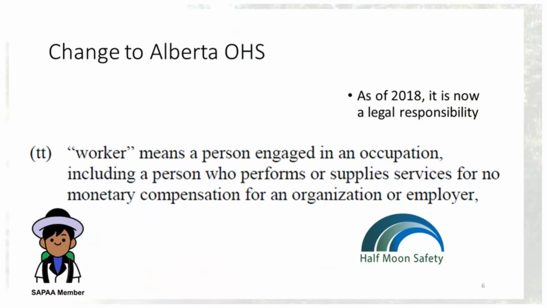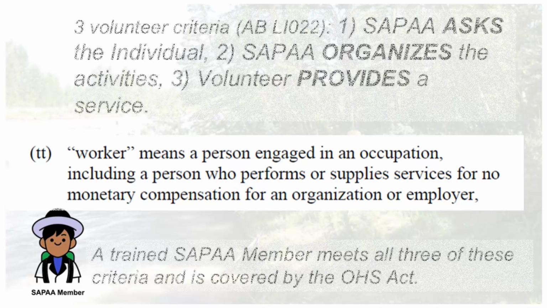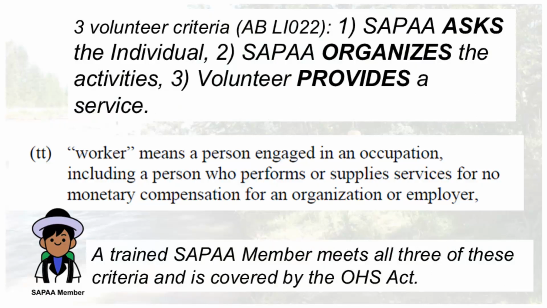So the problem we face is since 2017, according to OHS, volunteers are considered unpaid employees. This means that SAPA must have a safety program in place. And the problem with this requirement is that often a single individual is traveling hundreds of kilometers to go into a protected area with no cell phone reception.